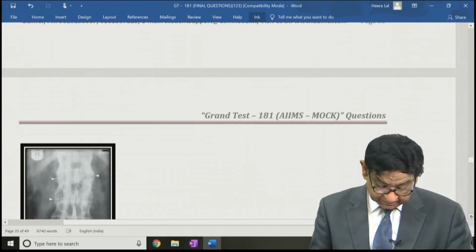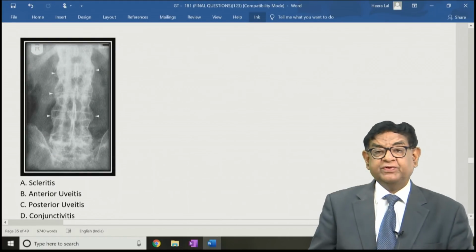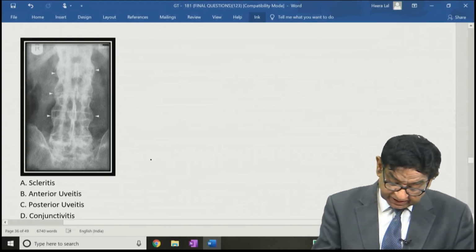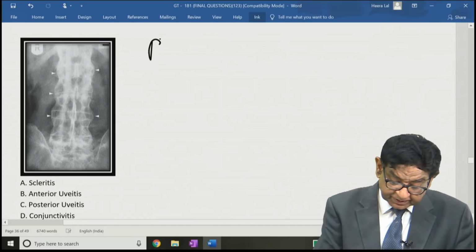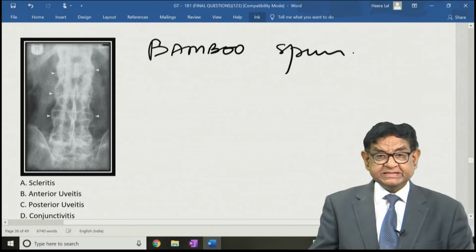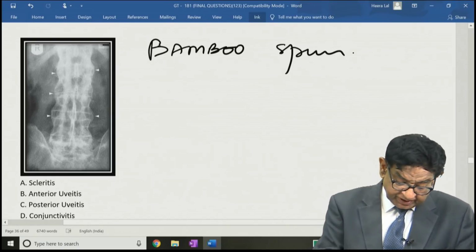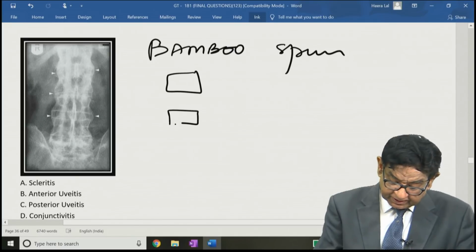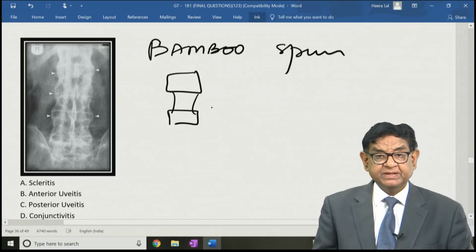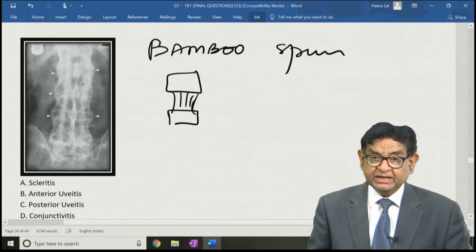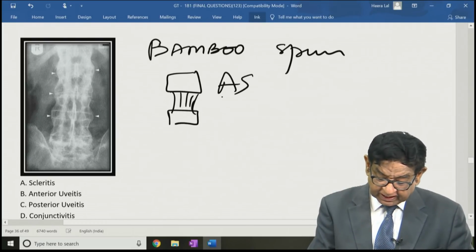Eye sign. Well, it's a beautiful question, and this question comes almost every year. What we are getting in X-ray? We are getting bamboo spine. Why does this happen? This is calcification of the intervertebral ligament. I can draw this vertebra, and these are the intervertebral ligament. These get calcified, and we get a picture like this. We get bamboo spine. And this is seen in ankylosing spondylitis.